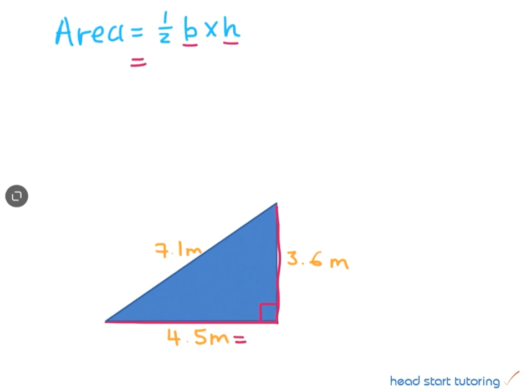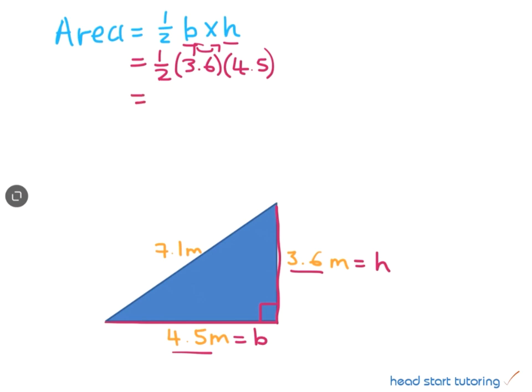So 4.5 is our base, 3.6 is our height, but because 3.6 is even, 3.6 would be easier to halve than 4.5. So I'm actually going to swap these two around, and I'm going to say half of my height, which is 3.6, multiplied by my base, which is 4.5, and we will get the same answer. It will just help us with our working out.